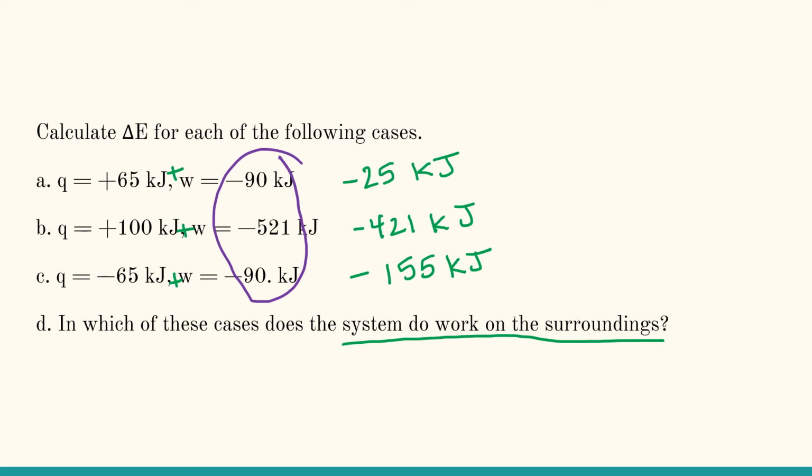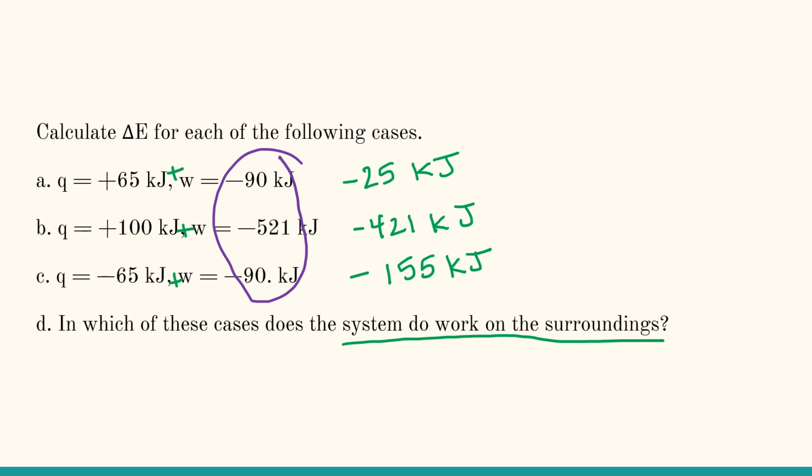Conventions of Q and W, remember, if heat is flowing into the system, that's a positive value. If it's flowing out, it's a negative value. If the system does work on the surroundings, that's going to be a negative work value. So that volume is going to increase. And then overall, delta E, if it's positive, that's going to be endothermic, and if negative, it's going to be a transfer of energy out of the system.